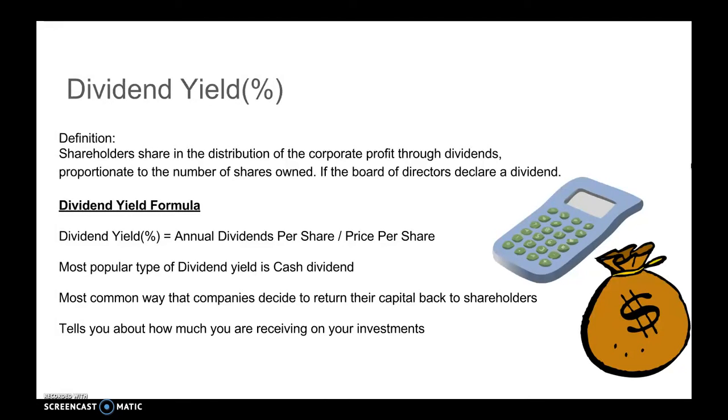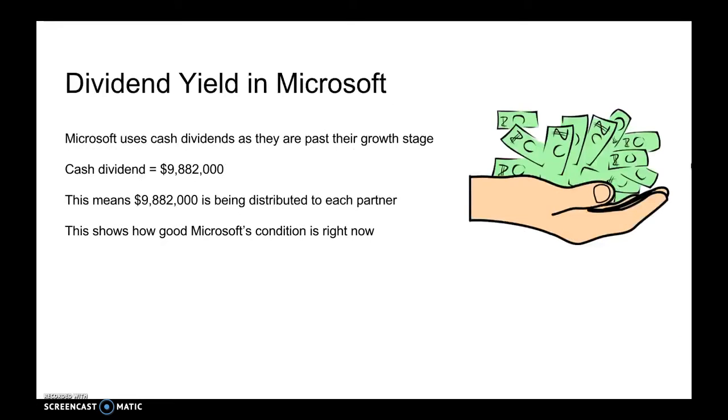dividend yield equals annual dividend per share divided by price per share. Once you calculate all of that, the Microsoft cash dividend would be 9,882,000. This is a good number, as it is 882,000 being distributed to each partner, as it shows how good Microsoft's condition is right now.